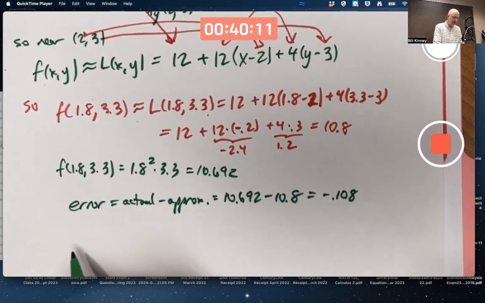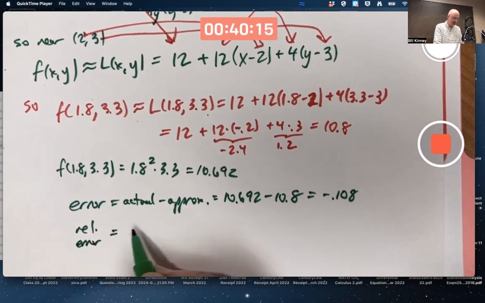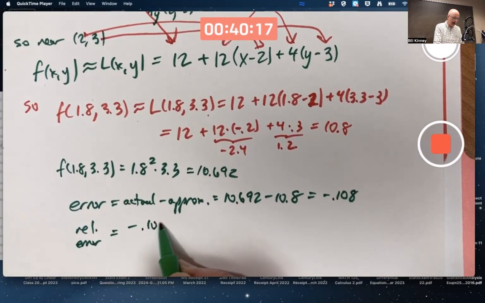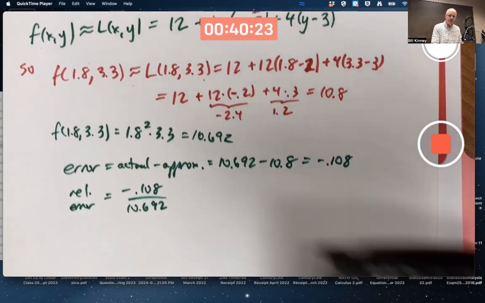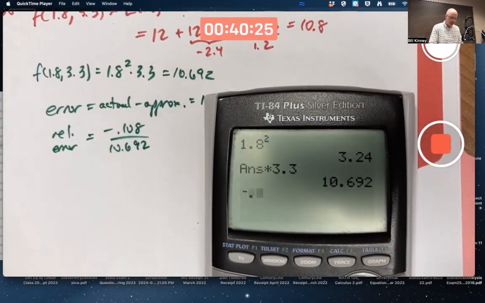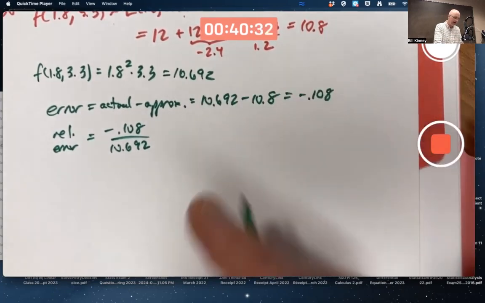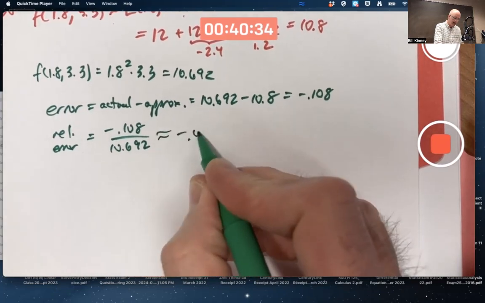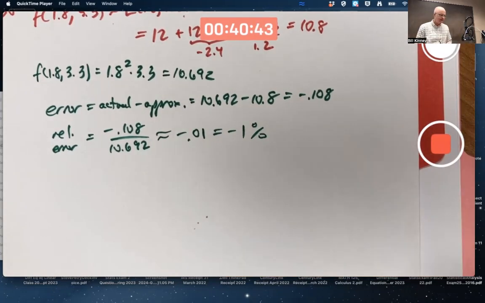Errors can be negative when the approximation is too big. The relative error is negative 0.108 divided by the actual value, 10.692. That's about negative 0.01, negative 1% for the relative error.